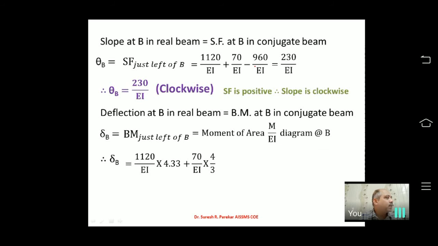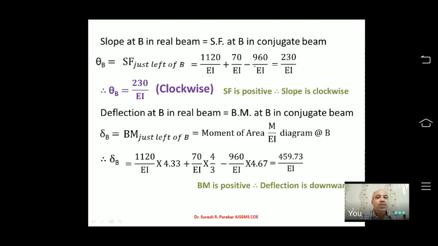So now once we have these values, we have multiplied them by centroids, and that will give me the value of delta B, 459. As bending moment is clockwise, the deflection is going to be in the downward direction. So in this way we have to go for these values. We should be very careful with these values, clockwise or anti-clockwise, downward or upward deflection. And then this will be the delta B value.